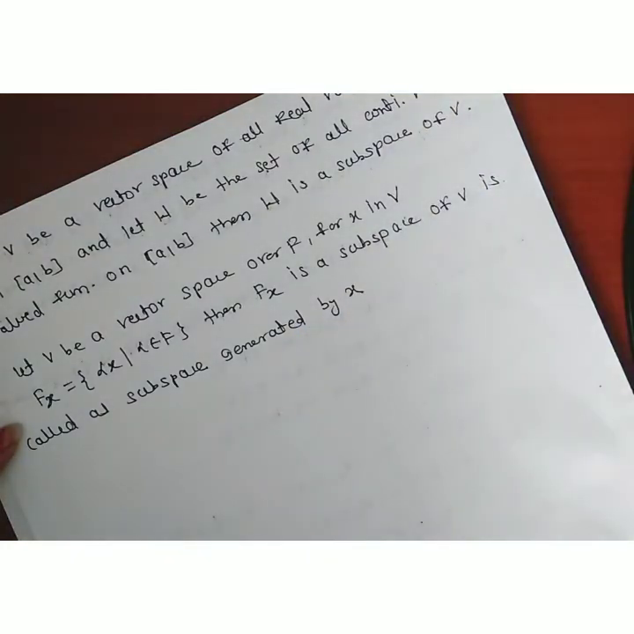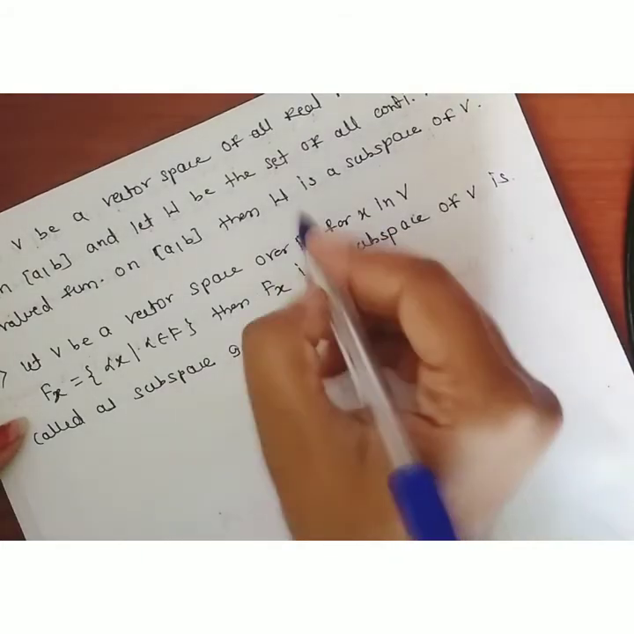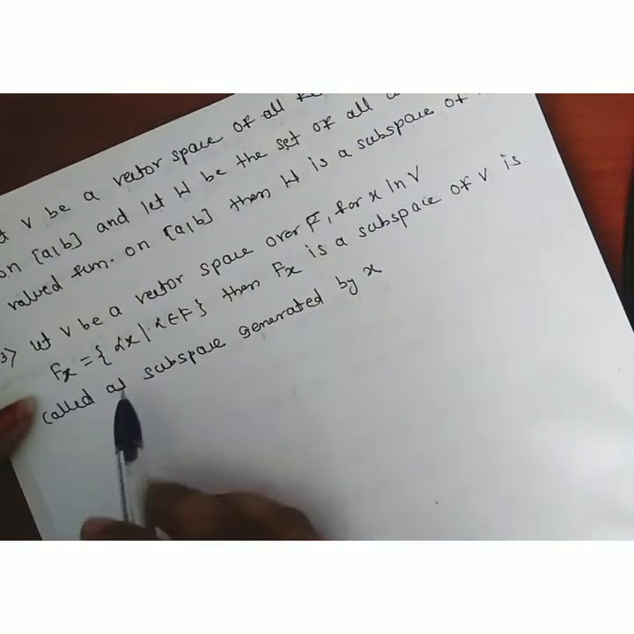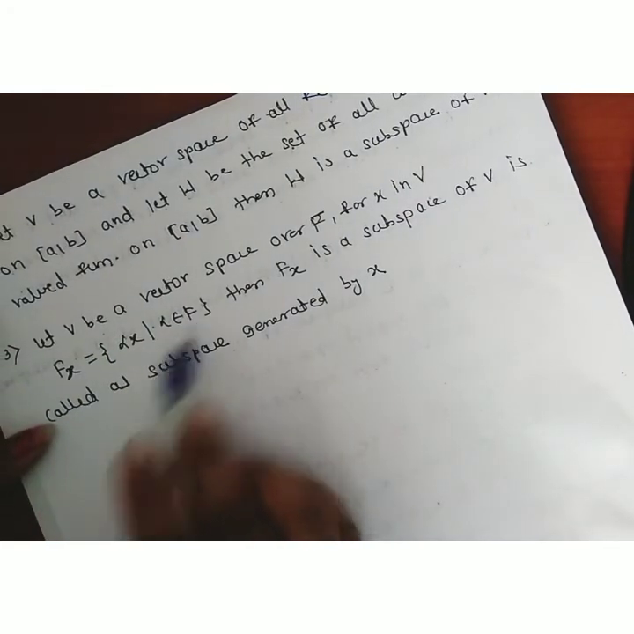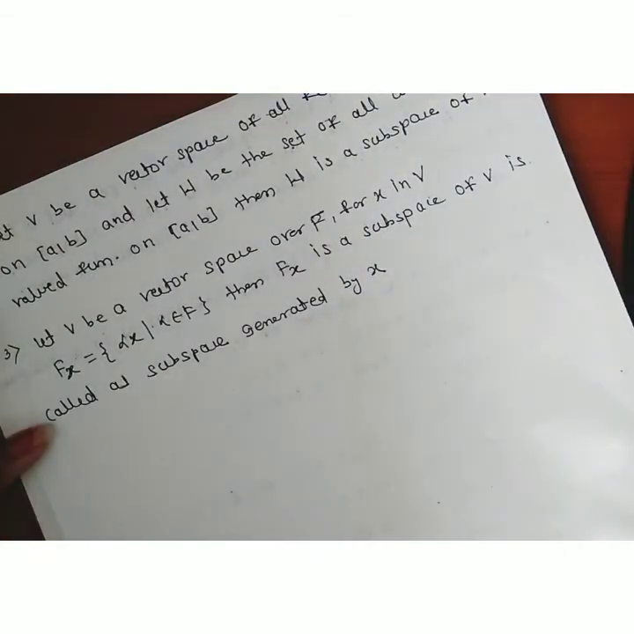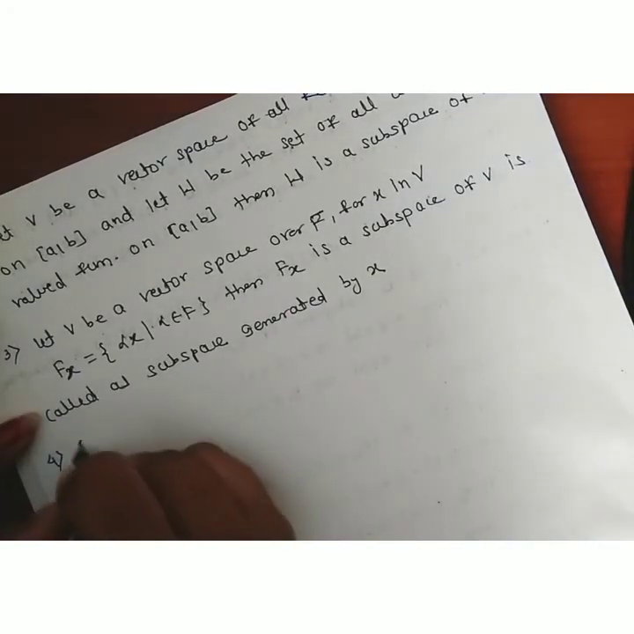If we consider V as a vector space over the field F, and x is any element in V, then we define the set Fx as the set of all alpha x where alpha belongs to the field F. Then this Fx is again a subspace of V, and this subspace is called the subspace generated by x. Now the next is 4.